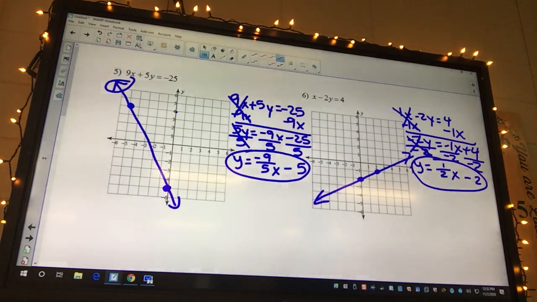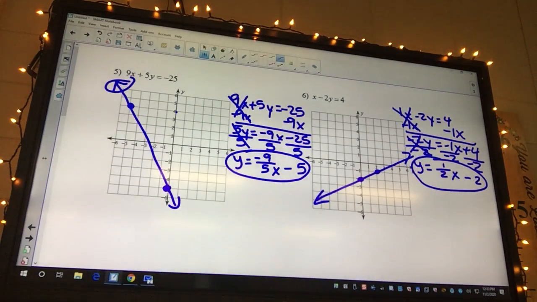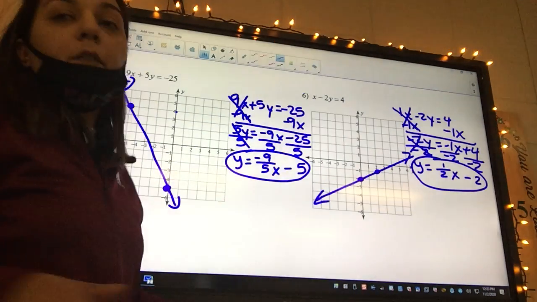So that kind of lets you know, because eventually you should be able to look at these and say, this is a positive slope. And I know for some of you guys it's kind of hard to think about which way you need to go, but that's what's happening here.